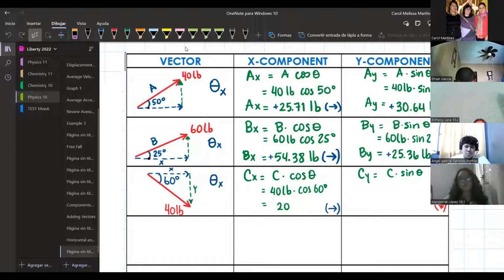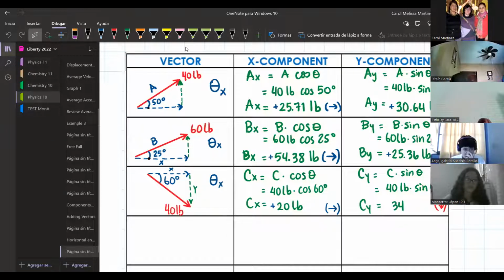These are 20 pounds that are positive because they are going to the right. In Cy, then it's going to be 40 pounds, sine of 60 degrees. Cy is equal to? Negative 34.64. Exactly, negative 34.64. These are pounds and these are negative. And it's important that you don't forget to write the signs. If you're not going to write the positive signs, fine, but don't forget to write the negatives. Okay, so with this, we finish the third vector.